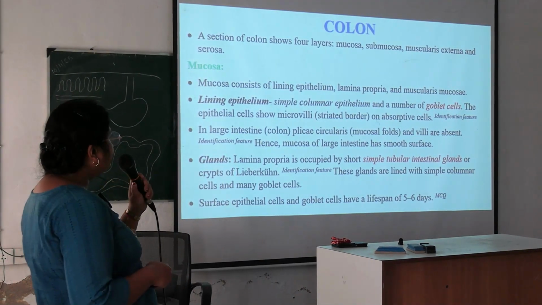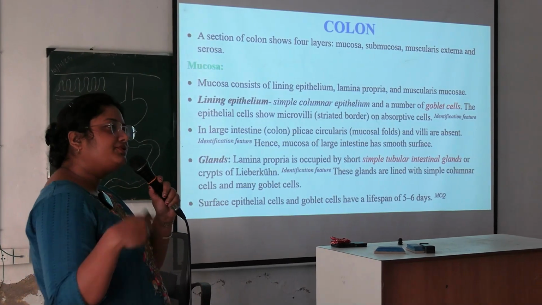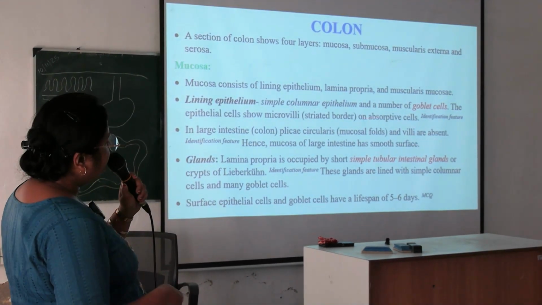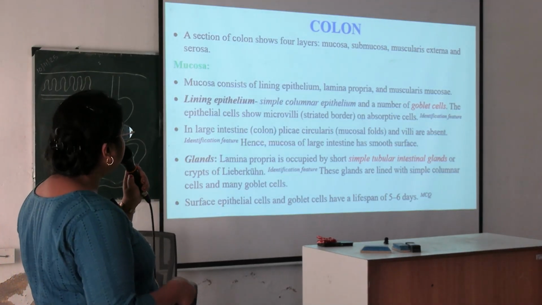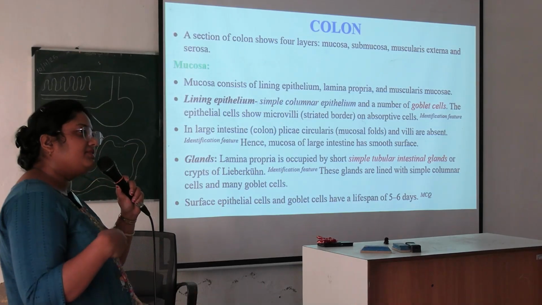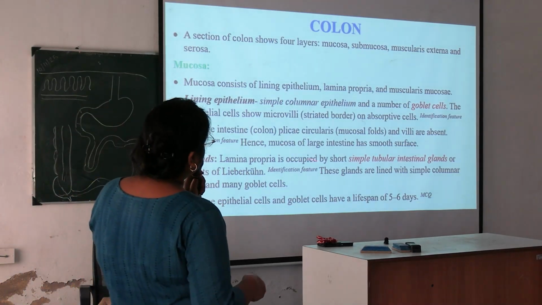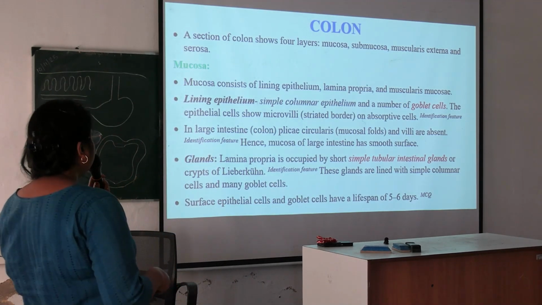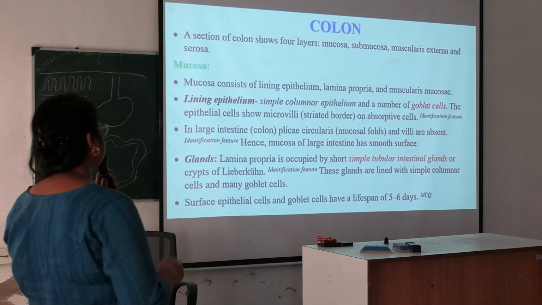In the large intestine, the plica circularis, the circular folds you have seen in the small intestine, and villi, which are also features of the small intestine, are absent. This is also an identification feature, a differentiating point from the small intestine. Hence, the mucosa of the large intestine has a smooth surface, because of the absence of villi and folds.